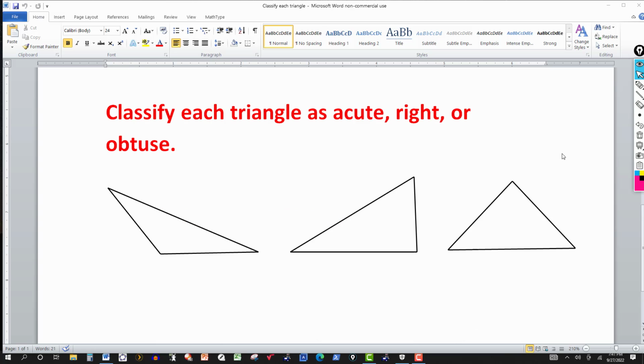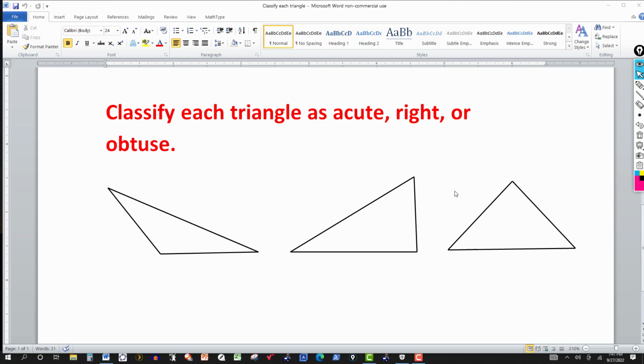Now on the next one, it says classify each triangle as acute, right, or obtuse. Acute simply means that all the angles are less than 90 degrees, between 0 and 90. Right means that one angle has a measure of 90 degrees. And remember, you can't have more than one 90-degree angle because the total has to be 180. And obtuse simply means that one angle of the triangle has a measure of more than 90 degrees.